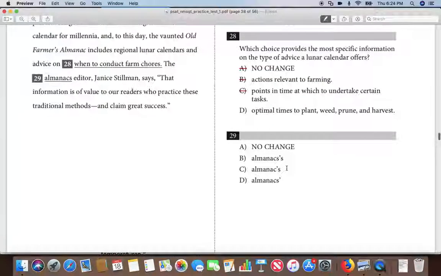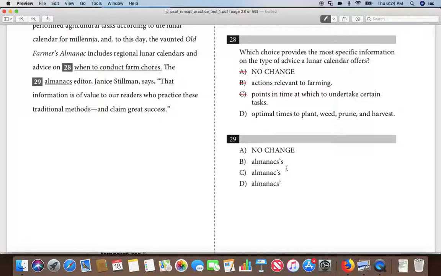Let's finish this number 29, then we take a little break. Ava, go ahead and read that last sentence, the paragraph, please. The Almanac's editor, Janice Stillman, says, that information is of value to our readers who practice these traditional methods and claim great success. What are they testing us on here, Ava? Possessives. Possessives, absolutely.